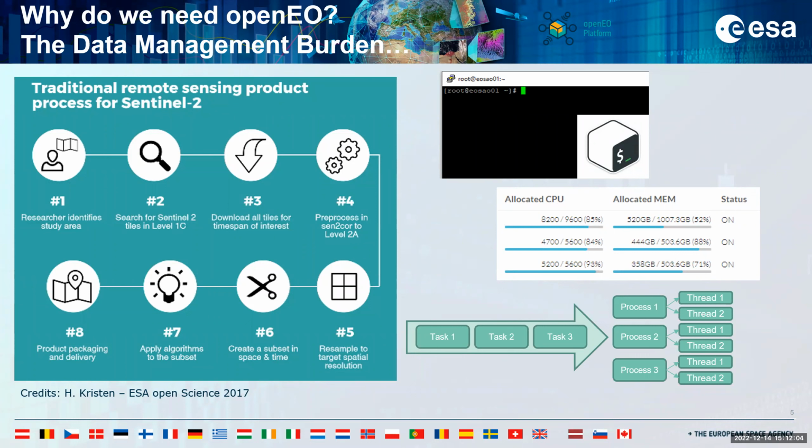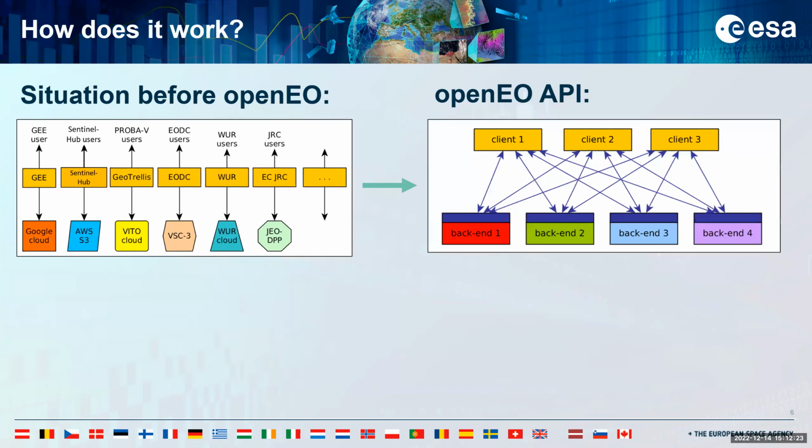So OpenEO is basically there to take care of all steps from 1 till 6, I would say. You still need to define your algorithm, and then you can do a fairly easy analysis on the platform.